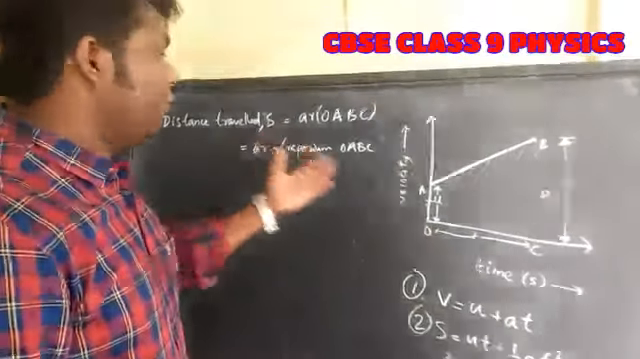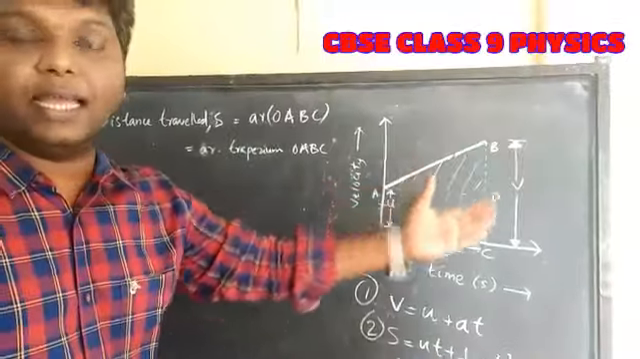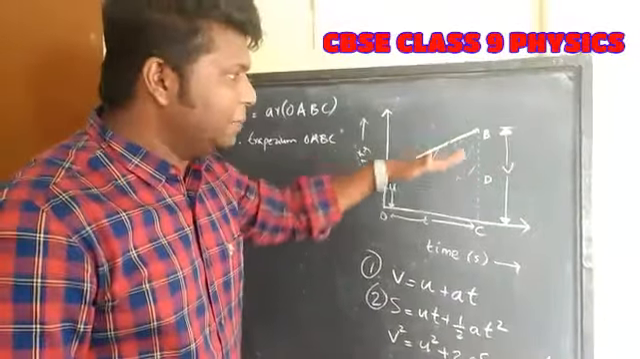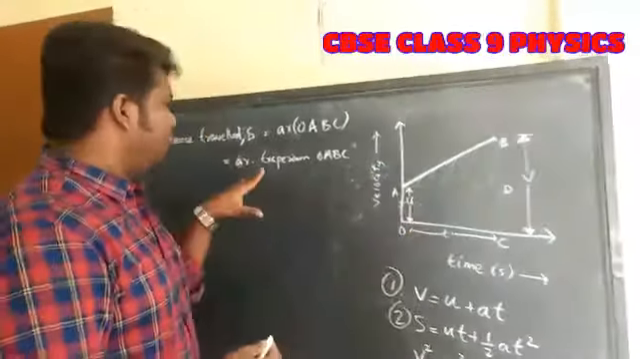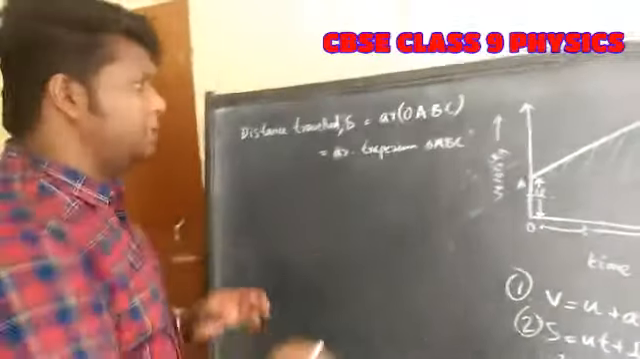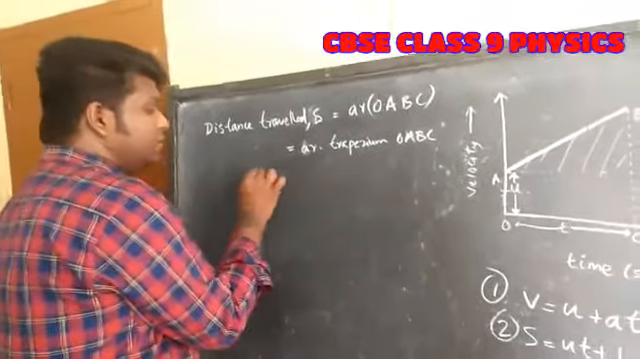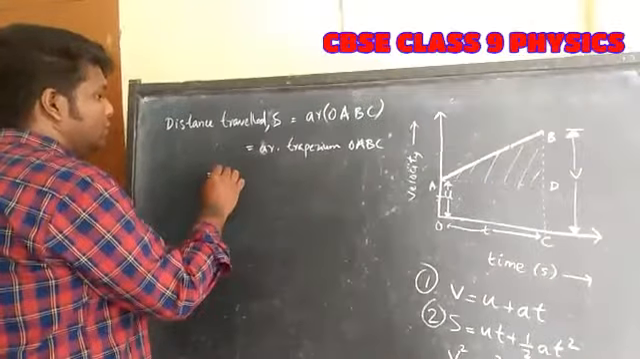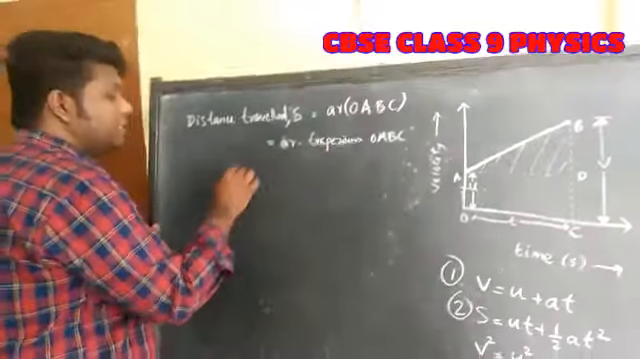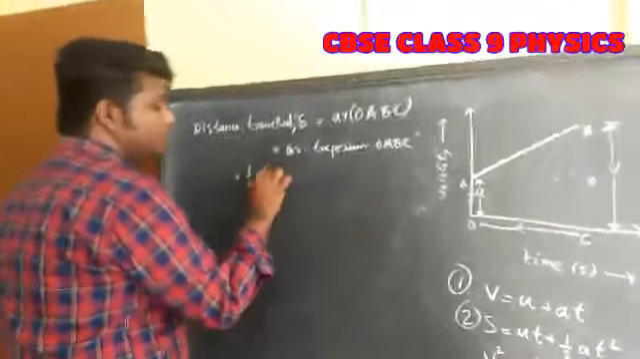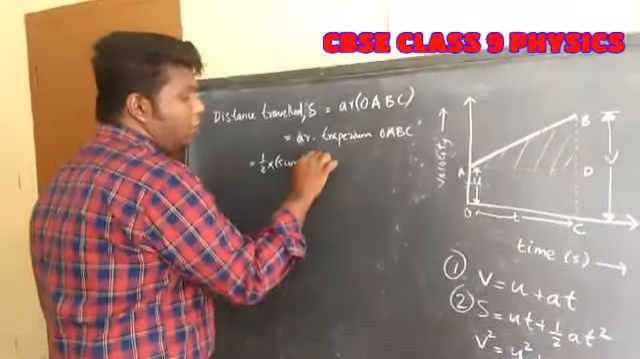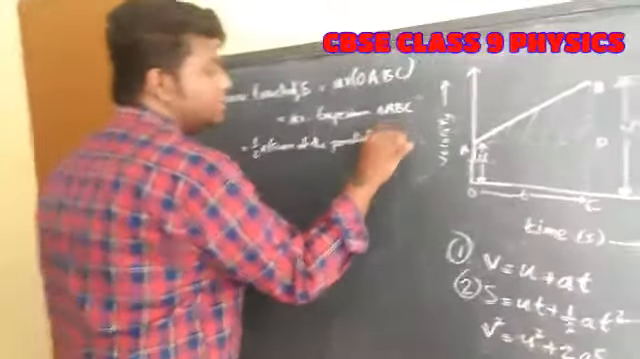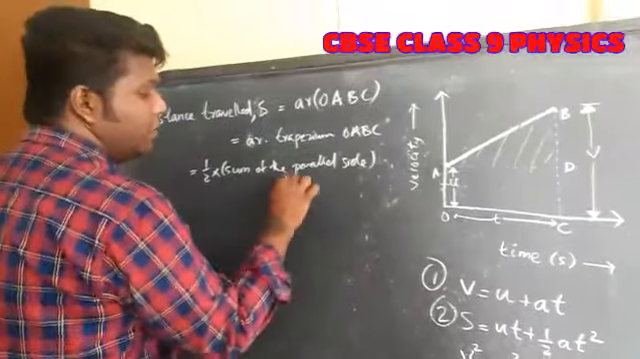So here, if you want to find the area of this trapezium, you have to find the area of the trapezium. How to find the area of the trapezium? What is the equation? Area of a trapezium is equal to half into the sum of the parallel sides into height.